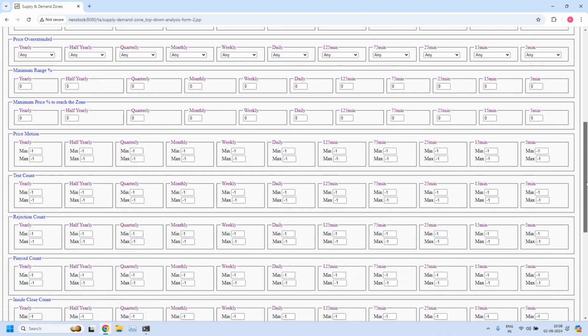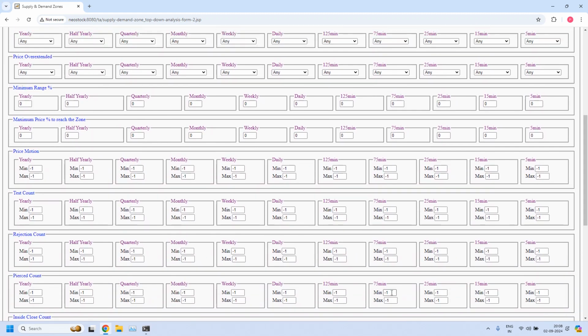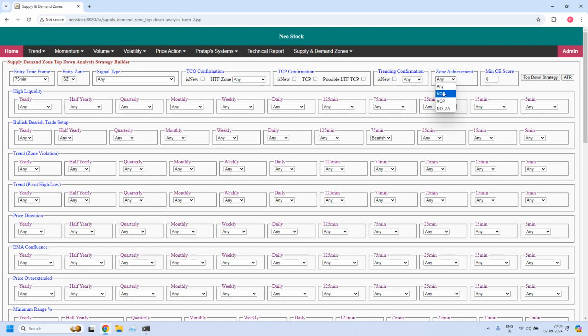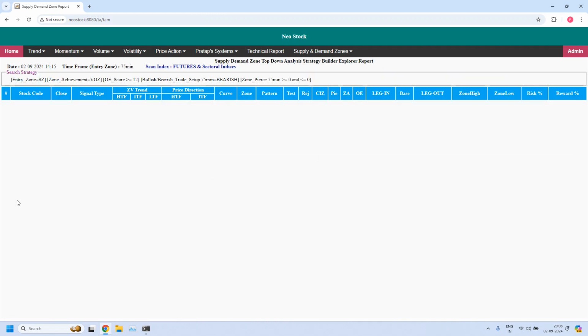So in the pierced count column in 75 minutes time frame, minimum value 0, maximum value 0, that indicates the zone is not pierced. Zone achievement is a violated opposing zone, minimum odd enhancer score 12. All the three filters are applied to the 75-minute supply zone. Let's filter. So none of the stocks are filtered. Currently, we don't have a bearish trade setup for weekly income trade.